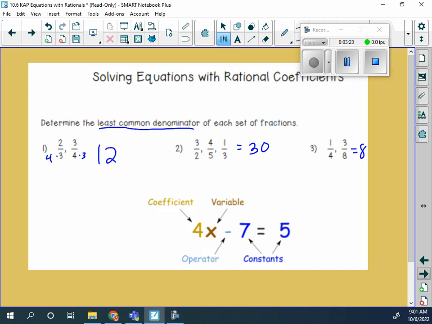Okay? One last thing here, just to make sure we're all speaking intelligently and not just saying that thing in front of the x, right? That's called the coefficient, the thing that's being multiplied by the x. The variable is the unknown, it's usually x. The operator just means what are we doing, adding and subtracting, and constants are just numbers.